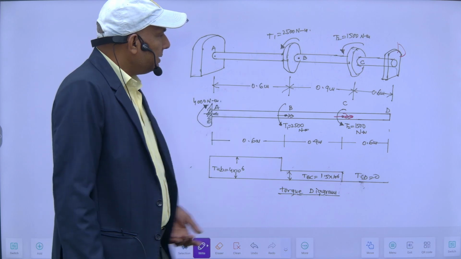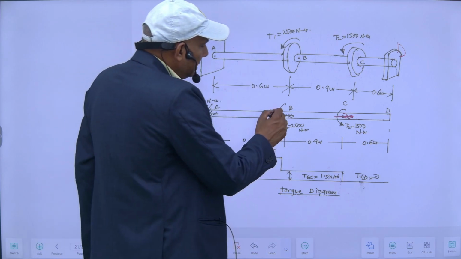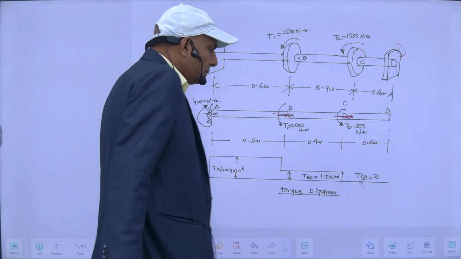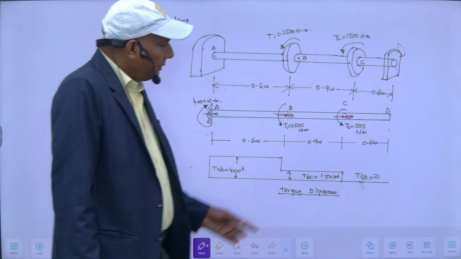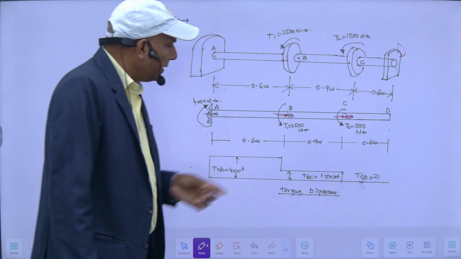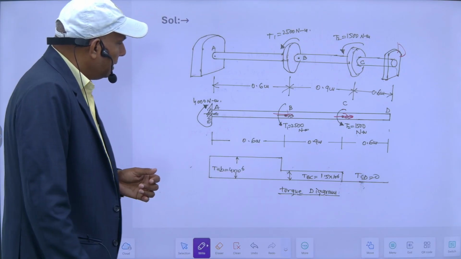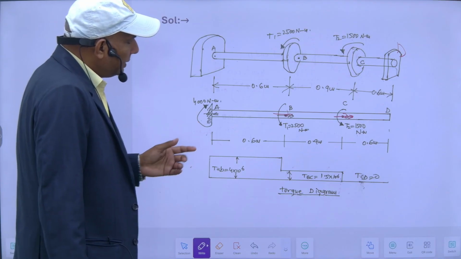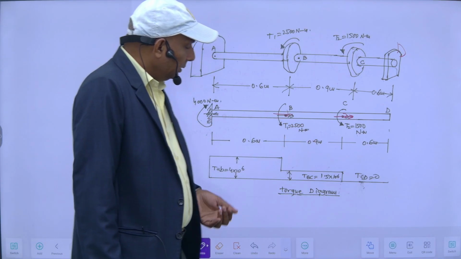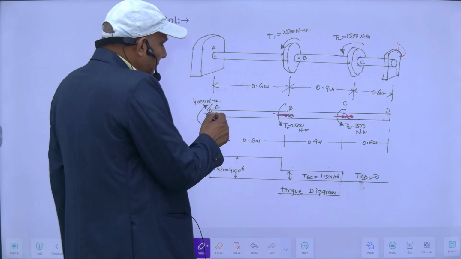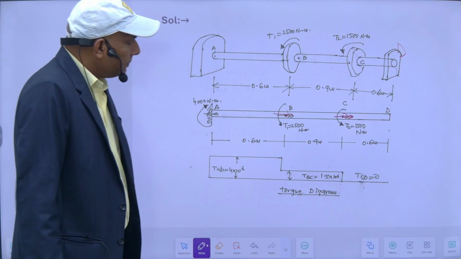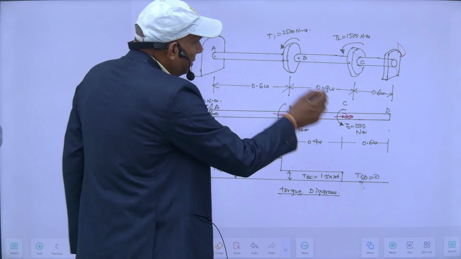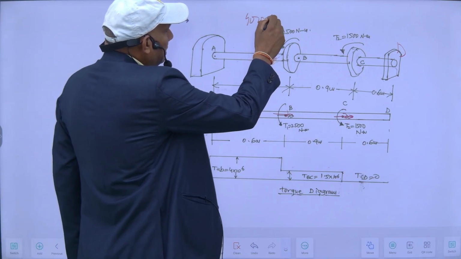Here also it is anti-clockwise, so the direction will be the same. So this way I can plot it here: 1500 Newton meter and 2500 Newton meter. And since both have the same direction, this end only will have to resist the whole torque. So this plus this will be equal to 4000 Newton meter.